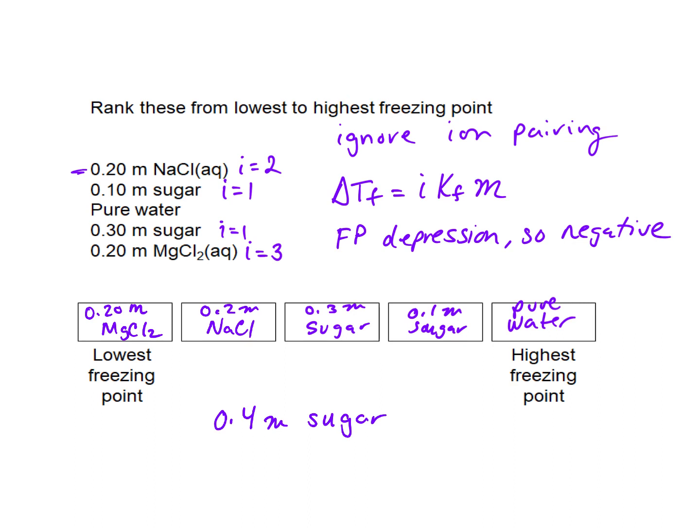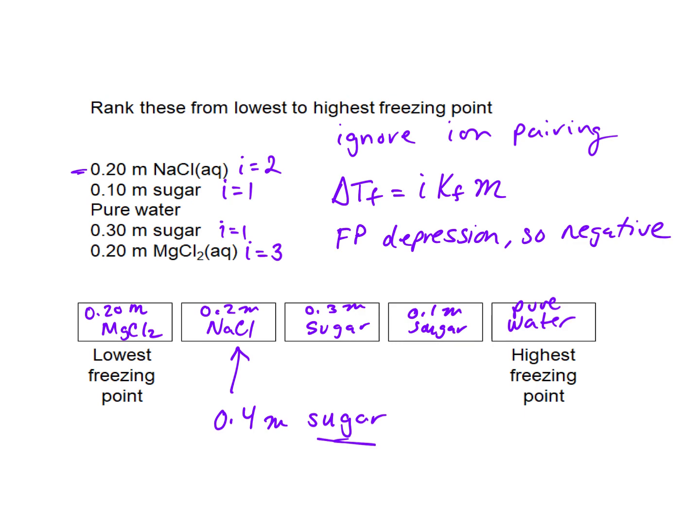Again, we're going to ignore ion pairing. It's going to be tied with the 0.2 NaCl solution, right? Again, i for sugar is 1, so it would go here. Make sense? Okay.